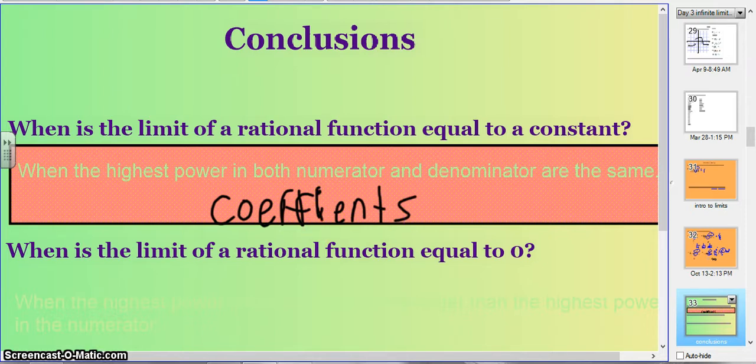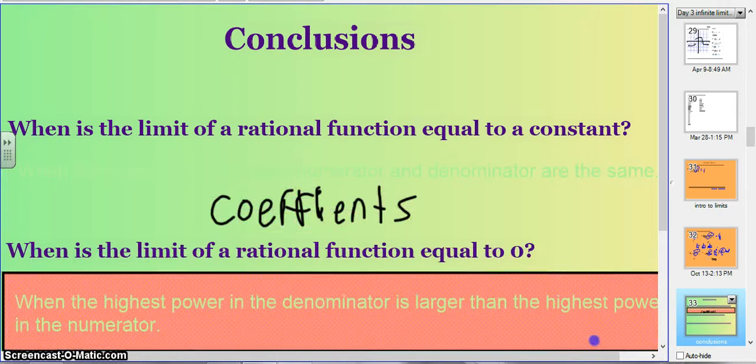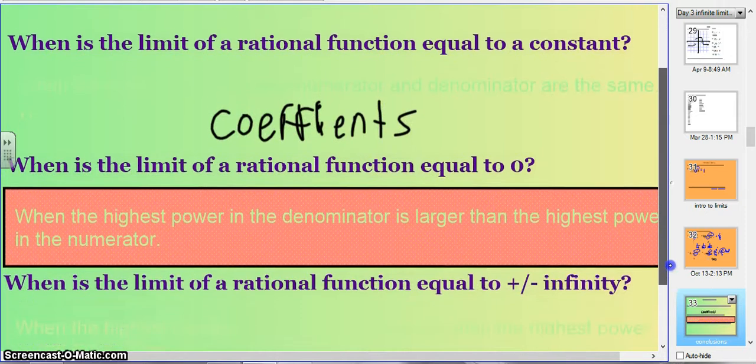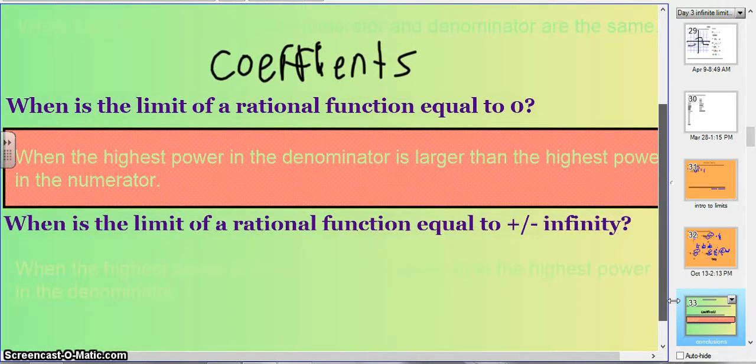Okay. When is the limit of a rational number equal to 0? When the highest power in the denominator is larger than the highest power in the numerator. So if the bottom has the highest power, it's going to be a 0.